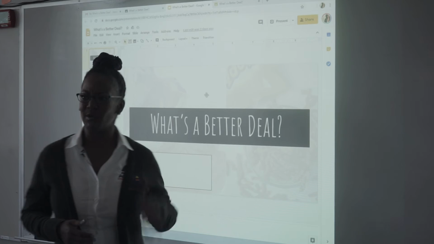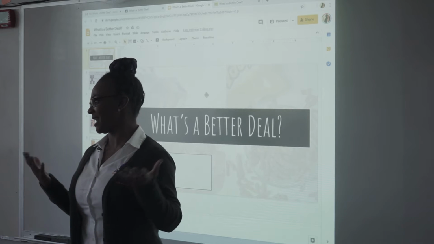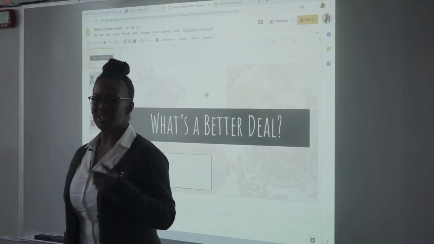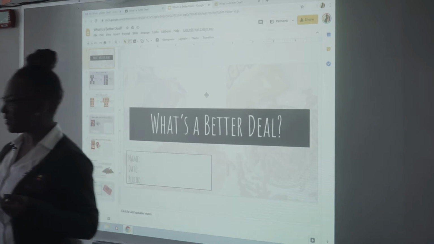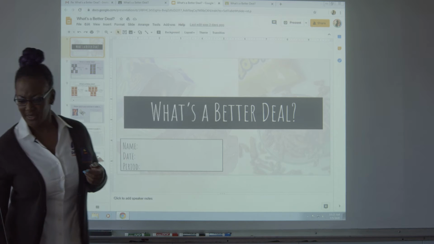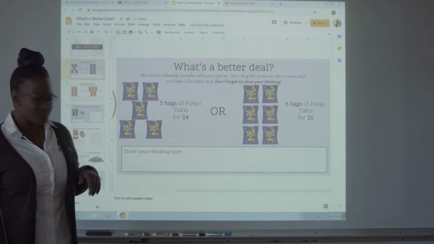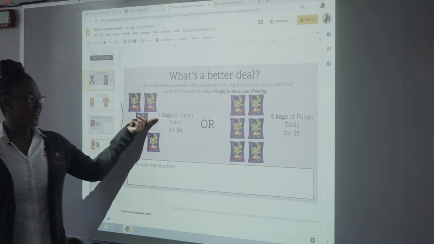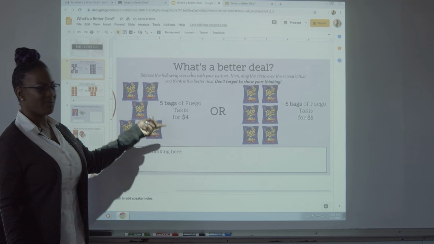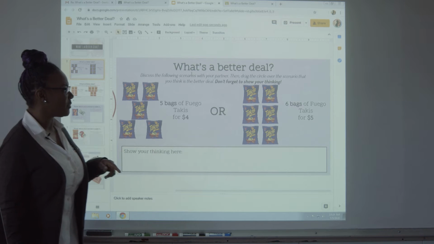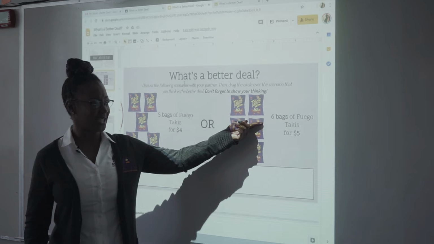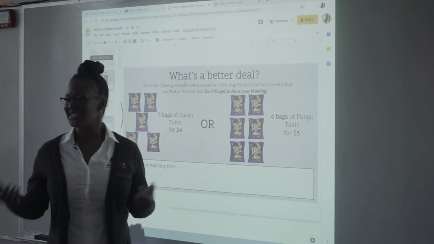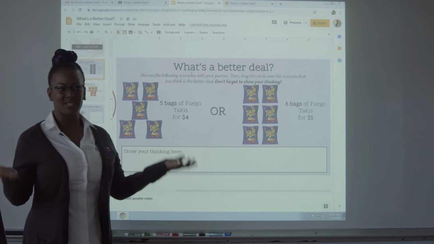My son and I yesterday, we were shopping for Takis because he loves hot Takis for whatever reason. And we went to a couple of different stores and they had them on sale. And so this is what we found. At the first store, they had 5 bags of Fuego Takis on sale for $4. And the other store we went to had 6 bags of Takis for $5. And so we were trying to figure out which one was the better deal.